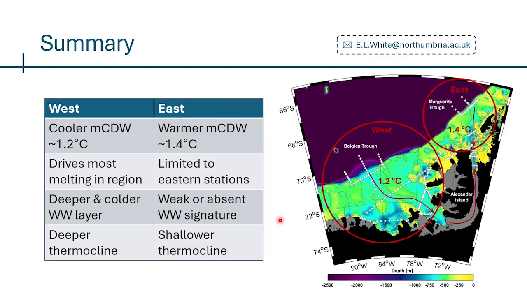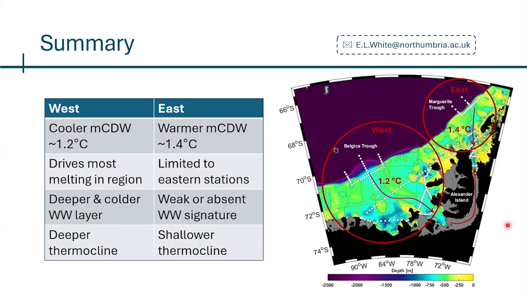So in the east, we've got this slightly warmer, 1.4 degrees C CDW flowing on through Marguerite Trough, compared to the slightly cooler, 1.2 degrees C CDW flowing in through Belgica Trough here. And this goes underneath George VI ice shelf and emerges at the northern end. And it's this slightly cooler western end member that drives most of the ice shelf melting in the region.